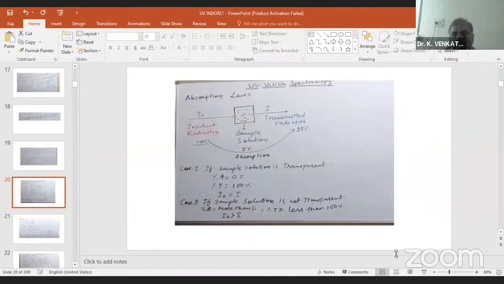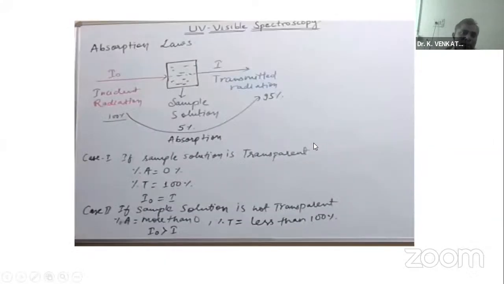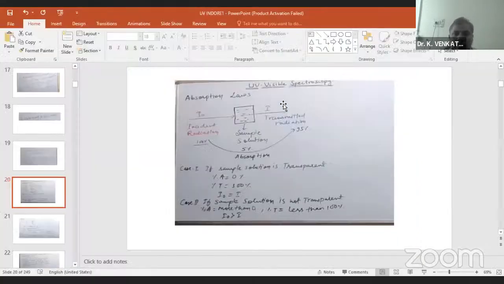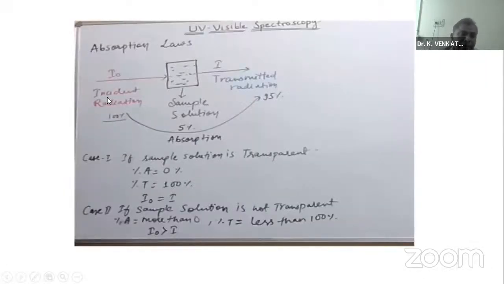So next, in UV spectroscopy, the absorption law is very important. What is the absorption law? I0 is for the incident radiation, and I is the transmitted radiation. So this is for the cuvette, and the sample is present here.